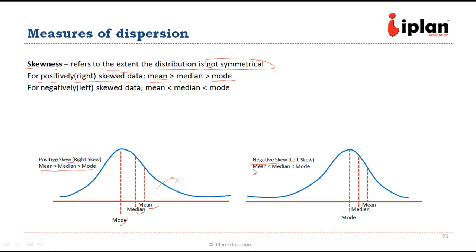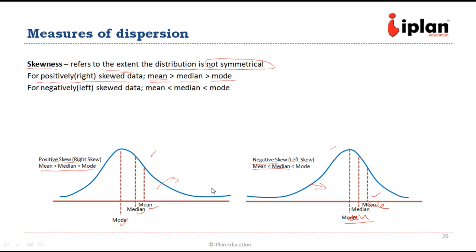In the case of negatively skewed data, more values lie on the negative side. That makes the mode the highest and the mean the lowest. So the mean is the lowest and the mode is the highest in the case of negatively skewed data. So the data is not symmetrical in these two cases. These distributions are not normal, because in the case of a normal distribution the skewness is 0 and the mean, median and mode are all equal.